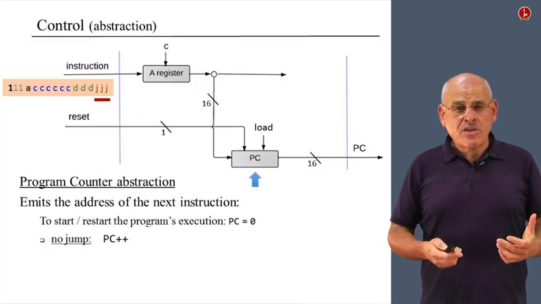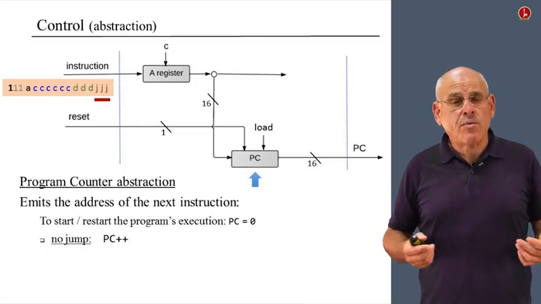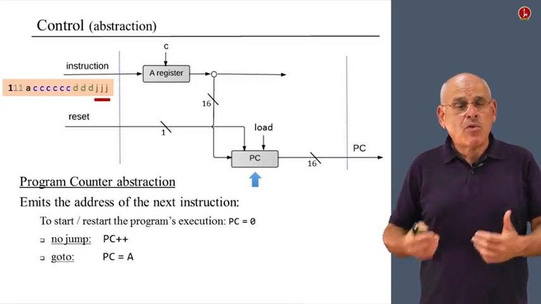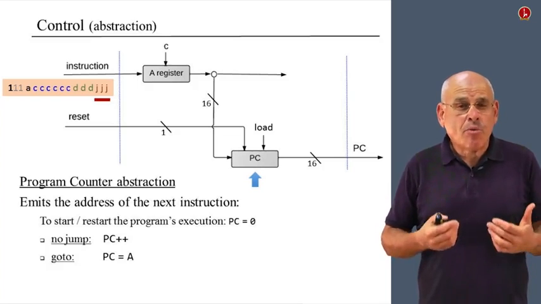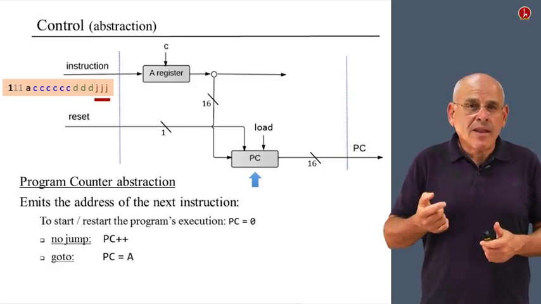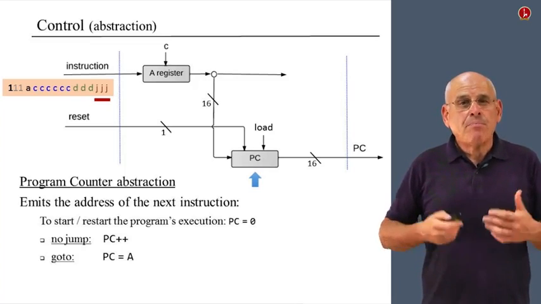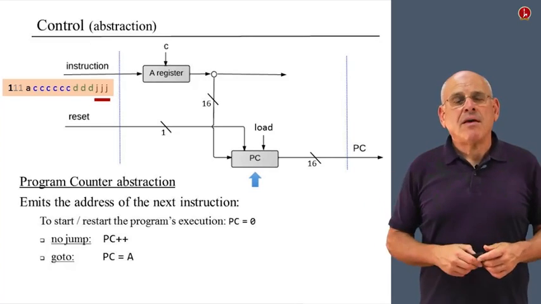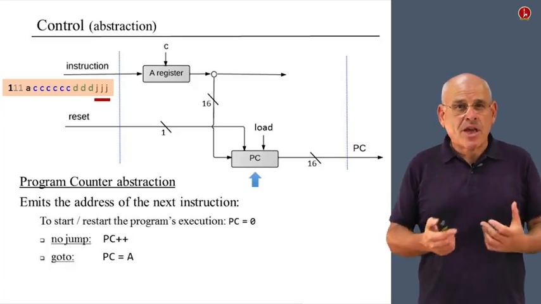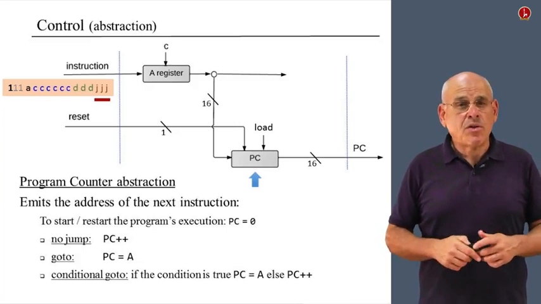However, if the current instruction is such that all the J bits are 1, then we have an unconditional goto. And in the case of an unconditional goto, we want to set the PC to A. Why? Because if the programmer knows what he's doing, then the programmer has already taken care to enter the address that we want to jump to into the A register. So if we do PC equals A, the program counter will emit the address of the next instruction that has to be executed. And finally, if only some of the J bits are 1, 1 or 2 of the J bits are 1, then we have a conditional goto.